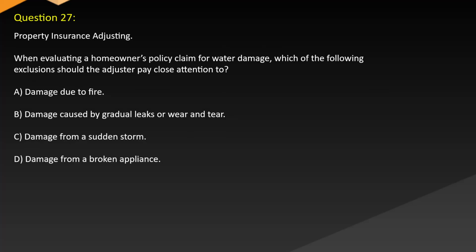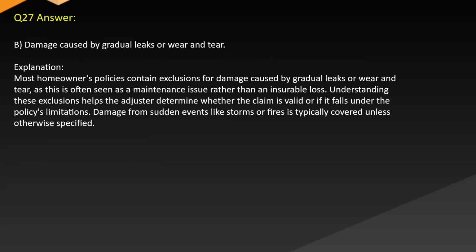Question 27. Property insurance adjusting. When evaluating a homeowner's policy claim for water damage, which of the following exclusions should the adjuster pay close attention to? A. Damage due to fire. B. Damage caused by gradual leaks or wear and tear. C. Damage from a sudden storm. D. Damage from a broken appliance. Answer: B. Damage caused by gradual leaks or wear and tear.